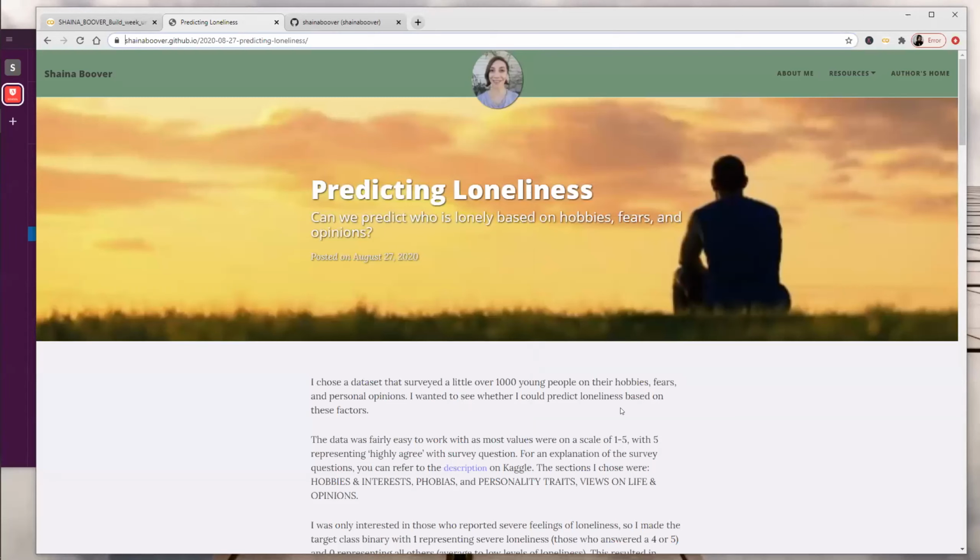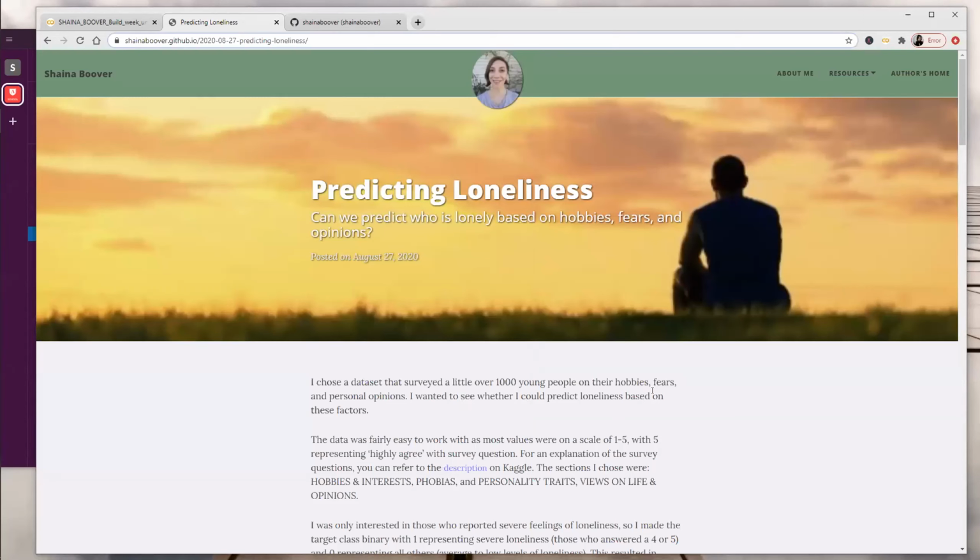Okay, so I wanted to predict something a little bit fun. I found a survey on Kaggle of about 1,000 young people, and it asked them questions based on their hobbies, fears, and personal opinions. So I decided I wanted to predict loneliness based on the other factors. The data was fairly easy to work with, as most values were on a scale of 1 to 5, with 5 being highly agree with the survey question. There is a detailed description of all of the survey questions and the categories that I chose on Kaggle if you're interested in looking at those.